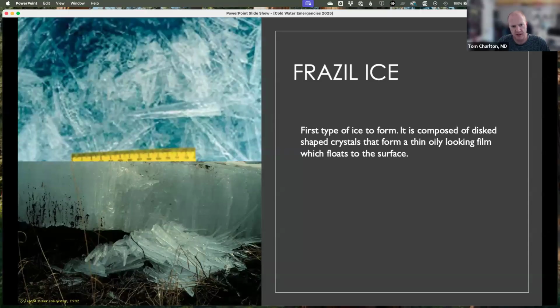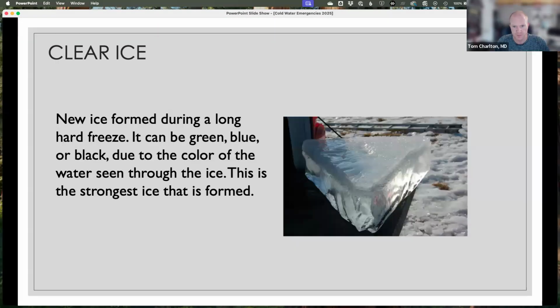This is very, very, very weak ice because nothing is connected to one another except very loosely. And so any type of pressure on this is going to cause it to fall apart. Sometimes there'll be a thin, oily film almost appearance on the surface, which is those crystals beginning to form. So this ice is extremely dangerous.